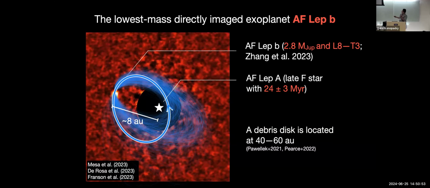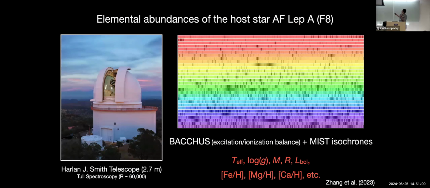So earlier last year, I updated the orbit of the planet by combining all of the existing data. This also gives us a pretty low dynamical mass.